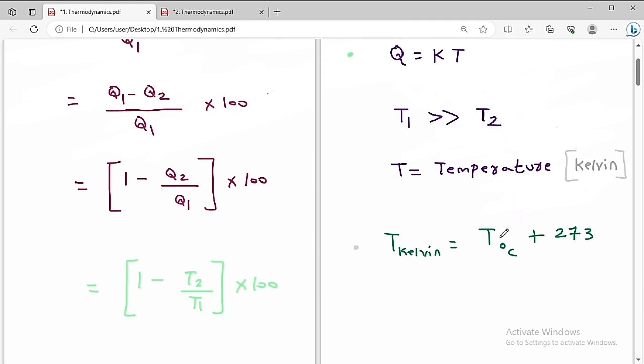Suppose in the question the temperature is given in degrees Celsius, and you want to convert into Kelvin, you just need to add 273 to the degrees Celsius. So temperature in Kelvin is equal to temperature in degrees Celsius plus 273. I request you to remember this.